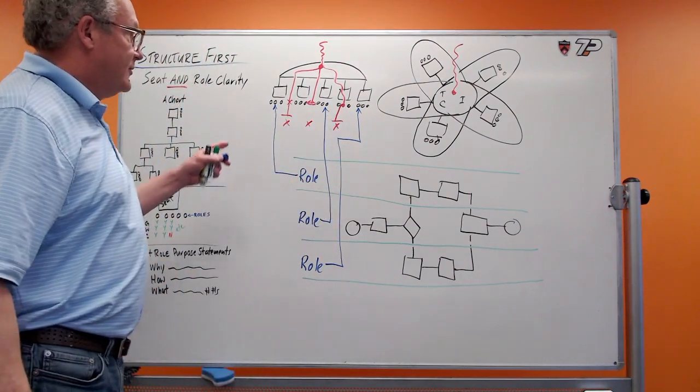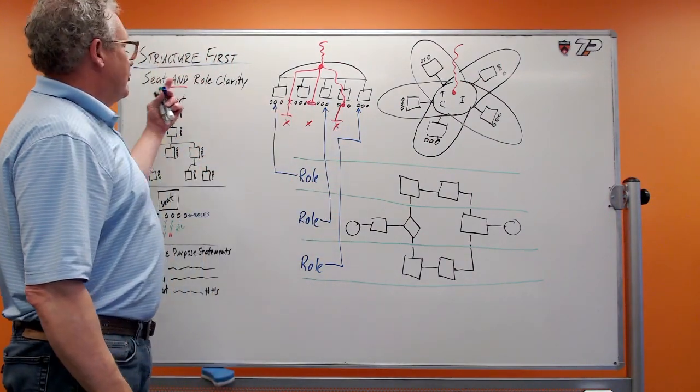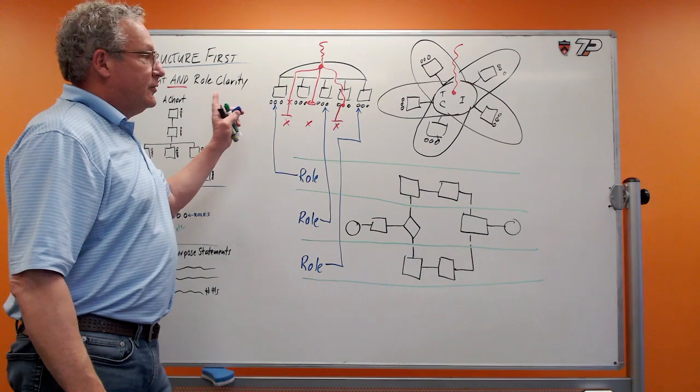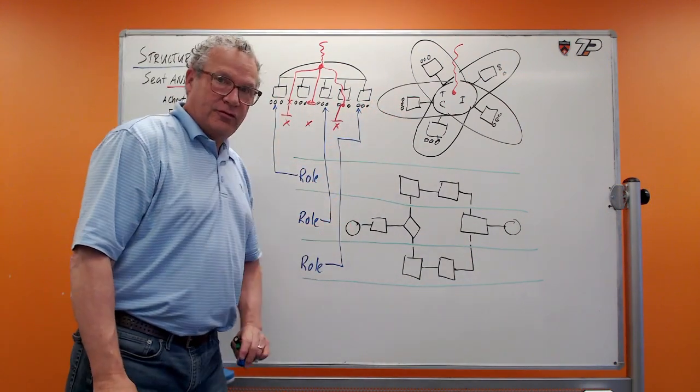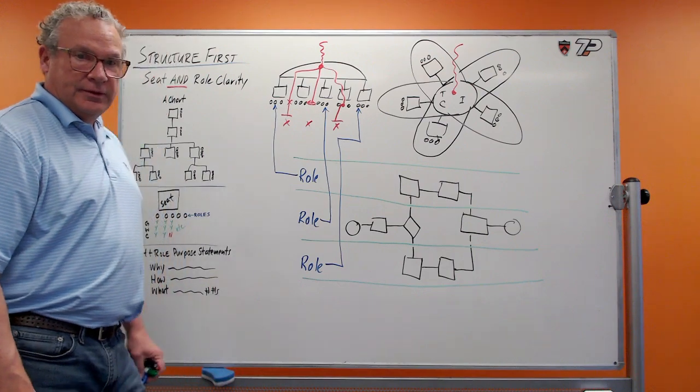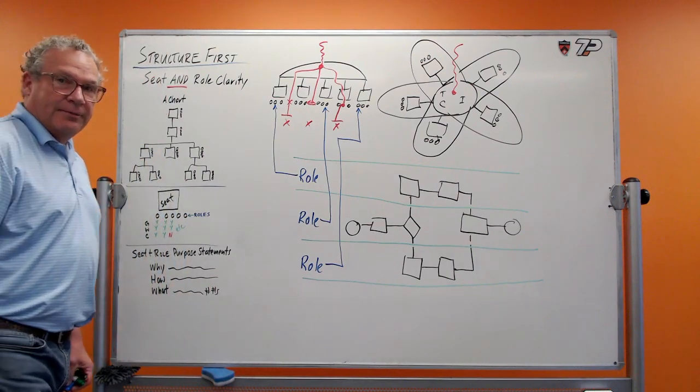So this is the way we tie super clear seat and role clarity to self-integrating teams who are often processing process issues. This is how we get to the end. Hopefully you got a little light bulb going on, bro.